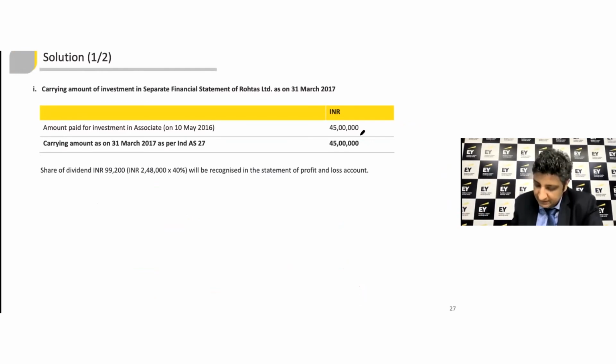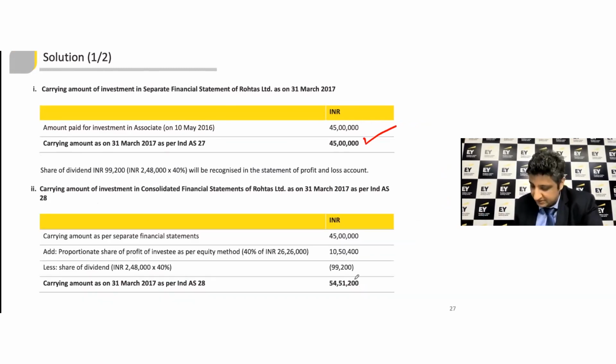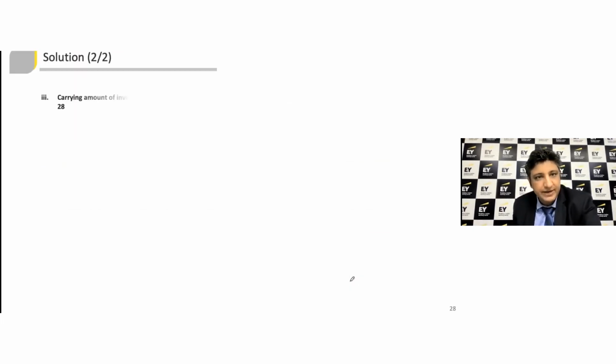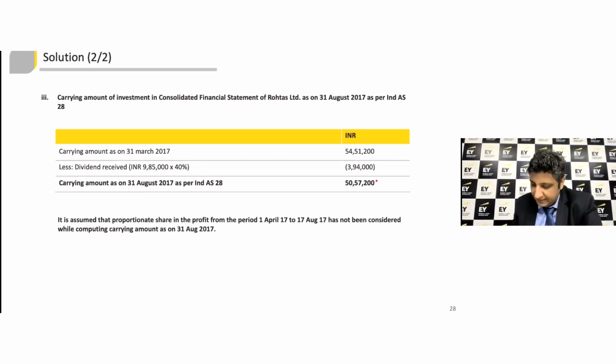We are given that the investment is at cost, which is 45 lakh rupees. As far as the carrying value for the year ended 31st of March 17 is concerned, we are looking at 54 lakh 51,200. And finally, the carrying value of the investment after the dividend has been realized is 50 lakh 57,200. Importantly, we are not provided how much profit the entity has made, so that has been ignored for the calculation purposes.